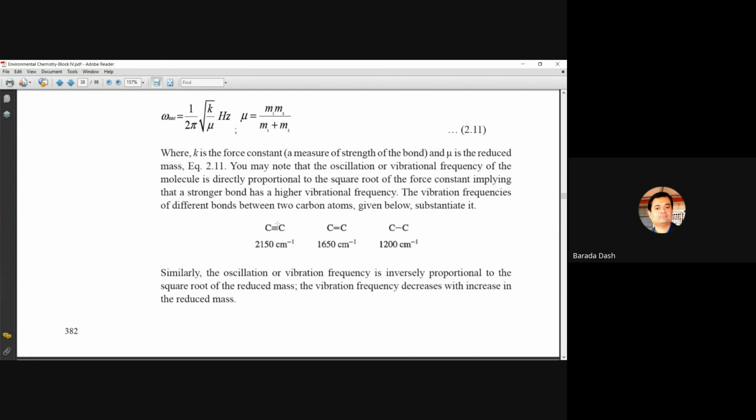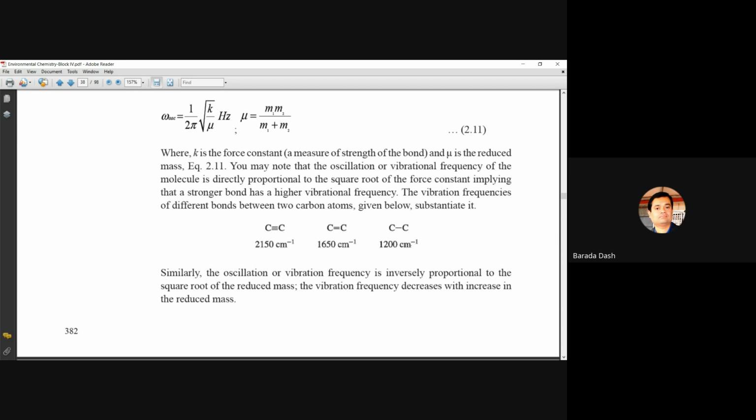For a triple bond, the vibration frequency is 2150 centimeter inverse. For a double bond it is reduced to 1650, and for a single bond it is 1200. So as the bond changes, or becomes single, the bond length changes, and its vibration frequency also changes. That means for a different bond you will get a different vibrational frequency. That's why a specific molecule always gives you a band at a specific position.